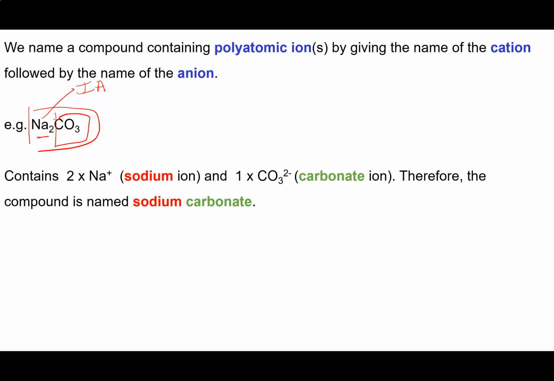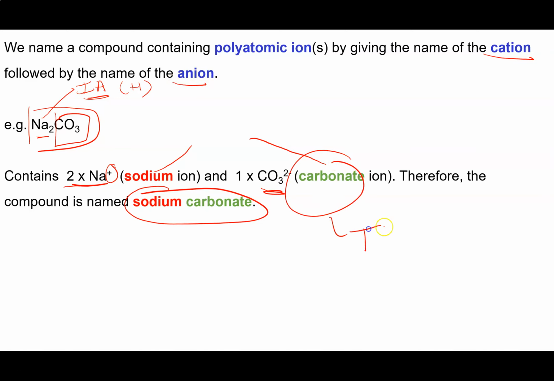So there's my metal, there's my cation. That means that all that remains must be my anion. It must be a polyatomic anion. So this contains 2 sodium ions, each with a charge of +1. I know that because these in group 1A all form cations with a +1 charge. And then it's got one of these carbonate ions, which is a polyatomic anion. So to name this compound, we give the name of the cation followed by the name of the anion. So this is called sodium carbonate. How did I know that this was a carbonate ion? I looked it up in my table.